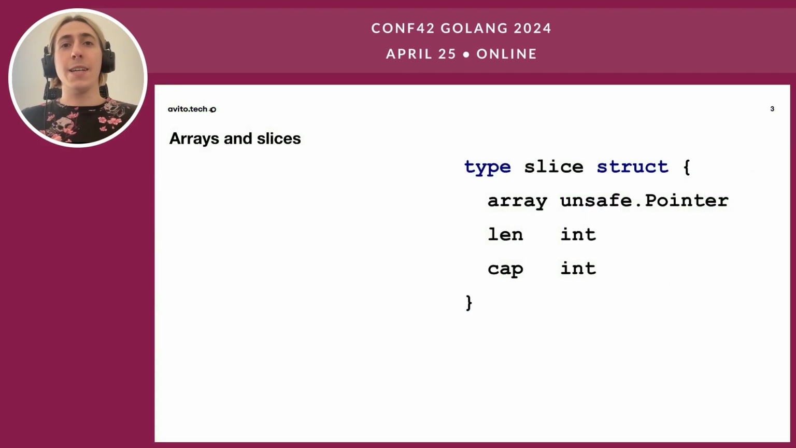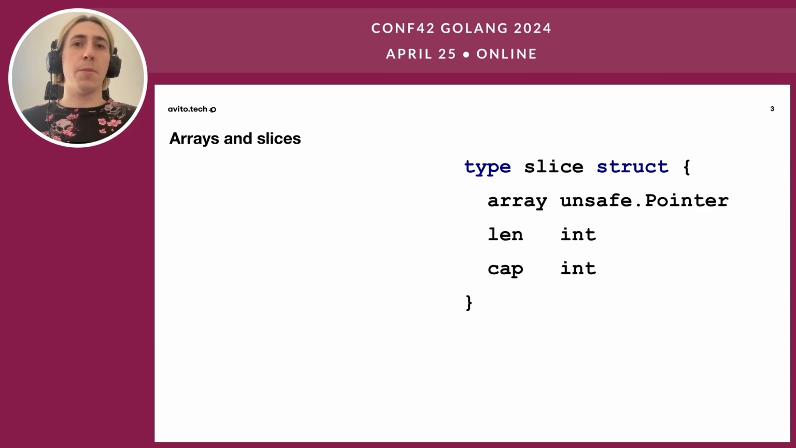We will start with one of the basic concepts, arrays and slices. An array is a sequence of elements of a certain type and fixed length. An array is an immutable data structure and its capacity is always equal to its length. Slices, in turn, are a superstructure on top of arrays with the ability to change the length.